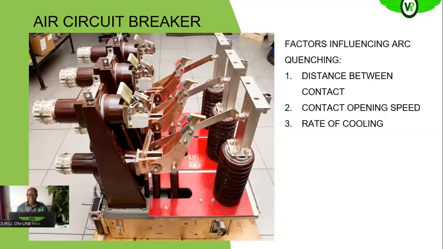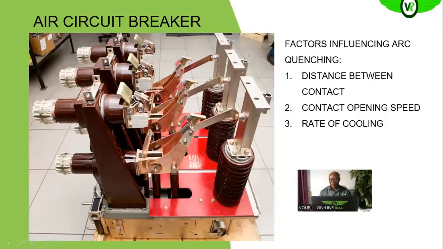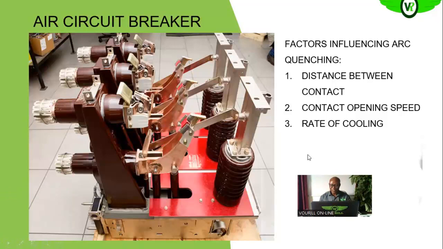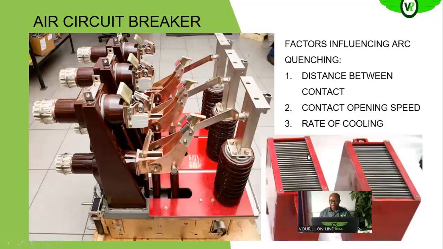Then thirdly, the rate of cooling of the arc also influences the rate at which the arc will be quenched in the circuit breaker, okay. So this is an example. These are the arc chutes for this particular circuit breaker, placed over the contact, so that whatever arc is formed on the arcing contact is driven into the arc chute and extinguished.